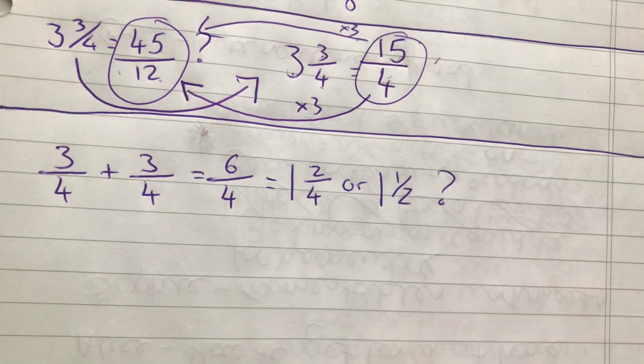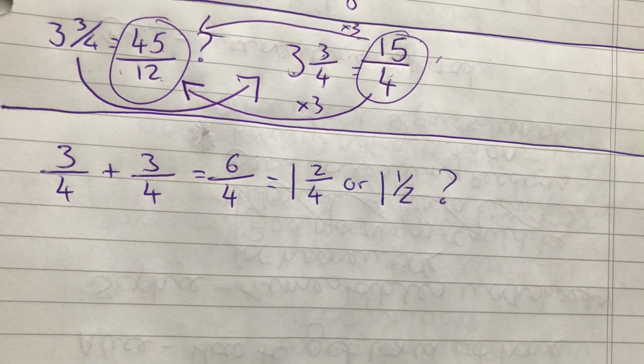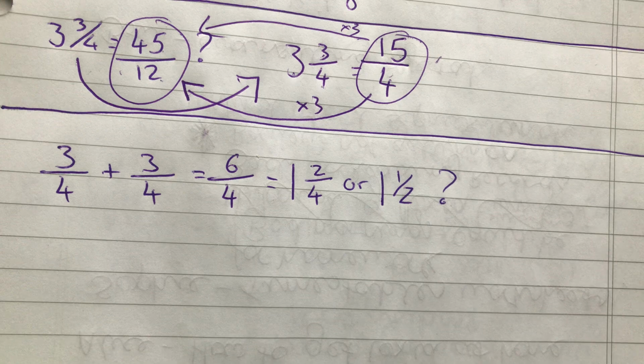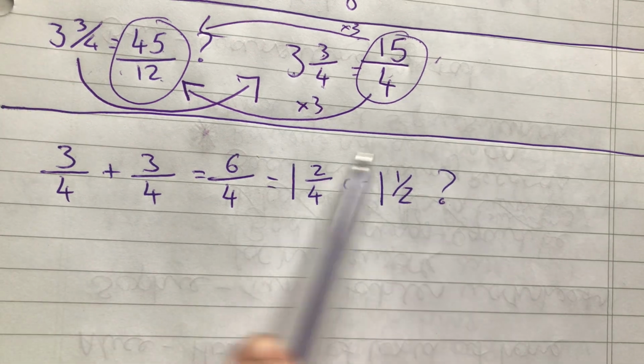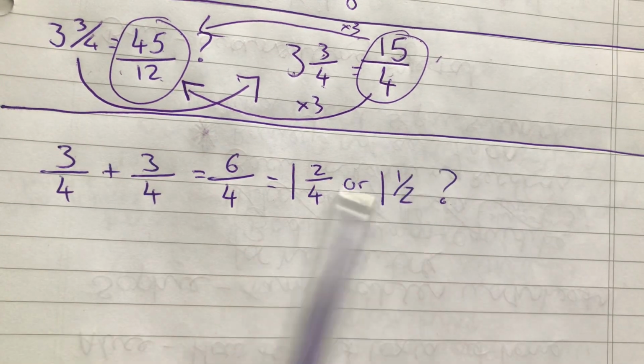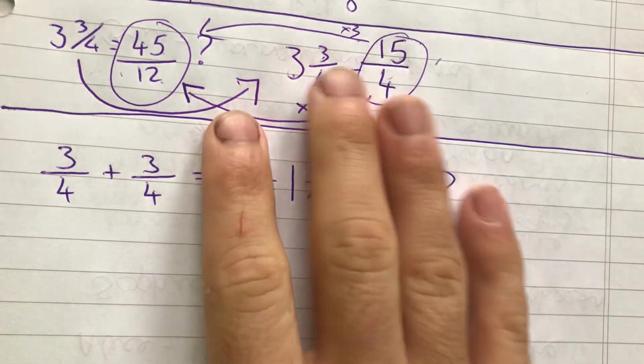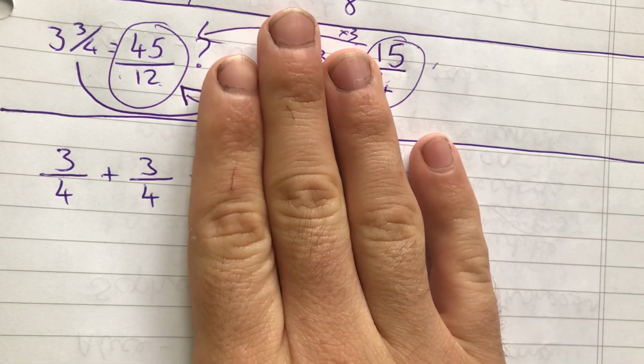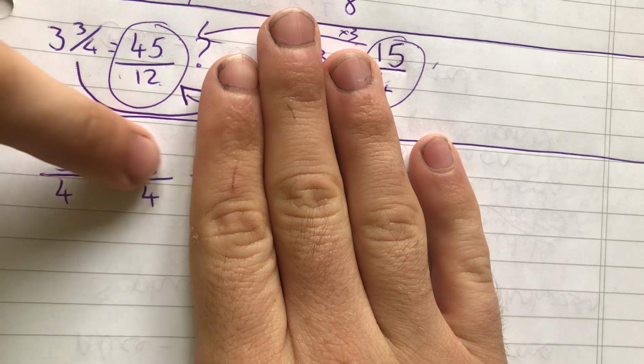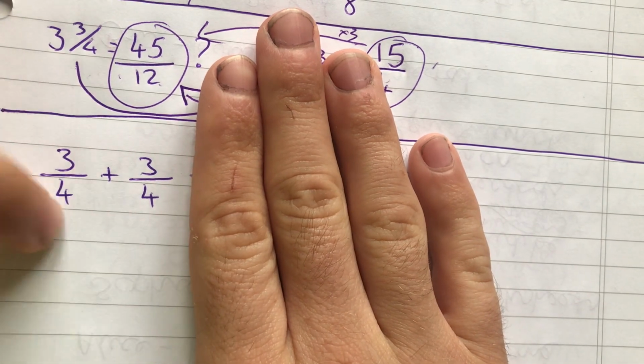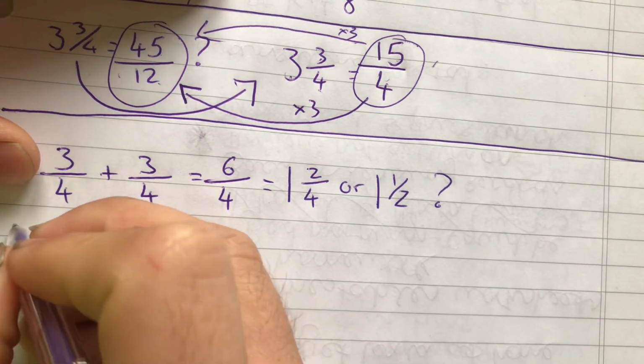Let's see if he's right with this last one. He's also added 3/4 and 3/4. Is all of this correct? All right, now I'm going to talk you through this one. So, we've had do-nows in the past, haven't we, where we've added fractions. And it is quite simply, you add the numerators. The denominators don't change.